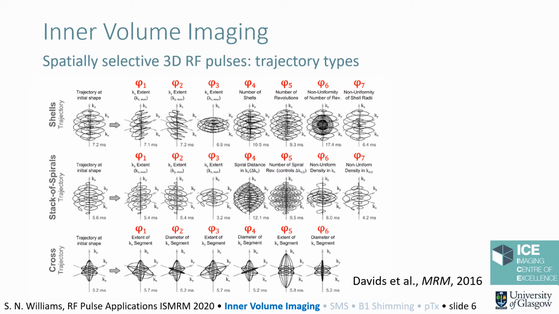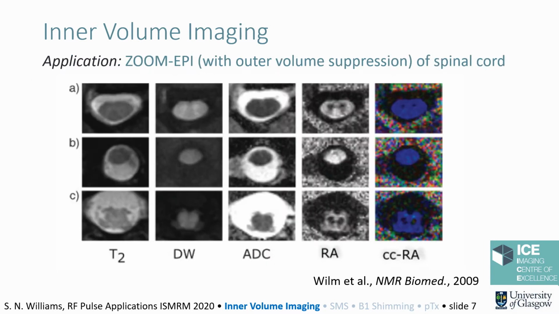This type of spatially tailored RF pulse design can likewise be extended to 3D. Here, many variants of excitation trajectories exist, as highlighted by this graphic from Matthias Davids et al. Just to quickly show a few more examples of inner volume imaging, I'll first point to this one using zoom EPI in the spinal cord. In this case, T2 weighted and diffusion weighted images and apparent diffusion coefficient and relative anisotropy maps were acquired at 3 spinal locations.